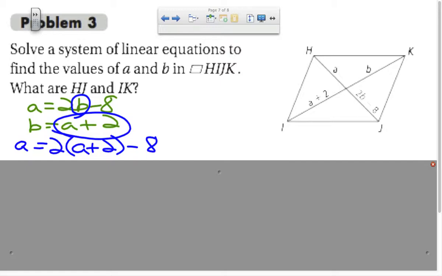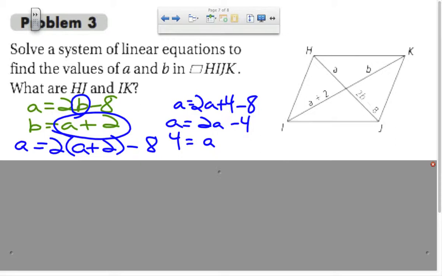And now notice we have one equation and one variable. You could solve that in your sleep. A equals 2a minus 4. So a equals 4.